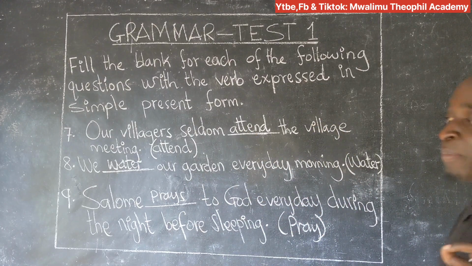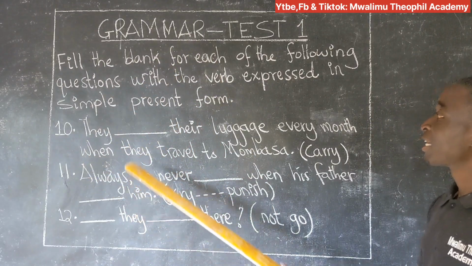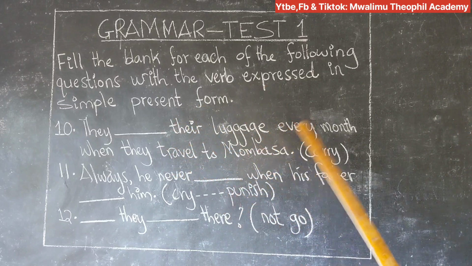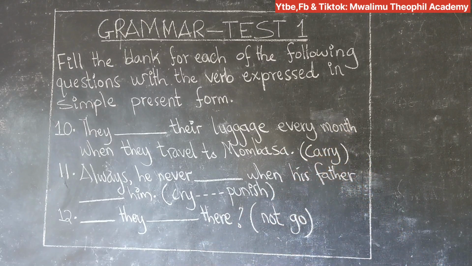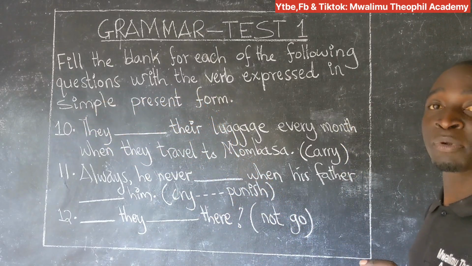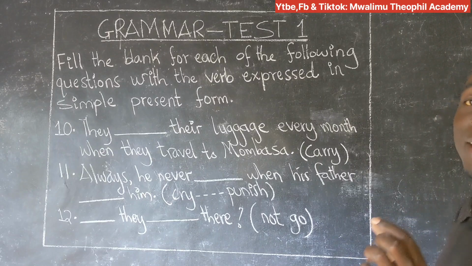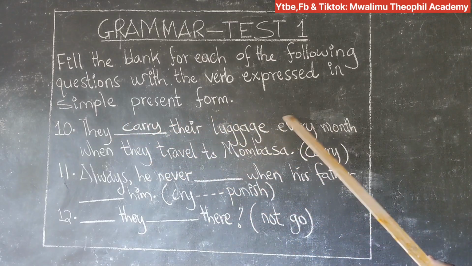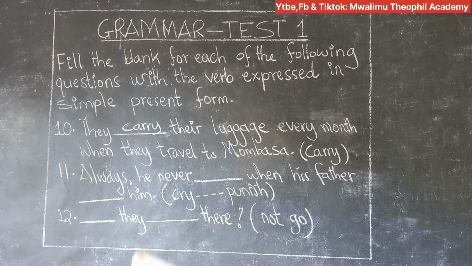After that, let's go to question number 10. Question number 10 states that they dash their luggage every month when they travel to Mombasa. A verb given here is a verb to carry. Now, let's conjugate a verb to carry in simple present form so as to fill this blank. Okay. A sentence given here is a positive one. And we are given that a subject is they. We have agreed that for a simple present form sentence, the pronouns we, you, they, I take a verb in its infinitive form. So a complete sentence is read as they carry their luggage every month when they travel to Mombasa.